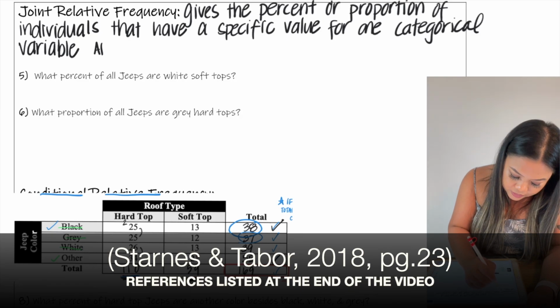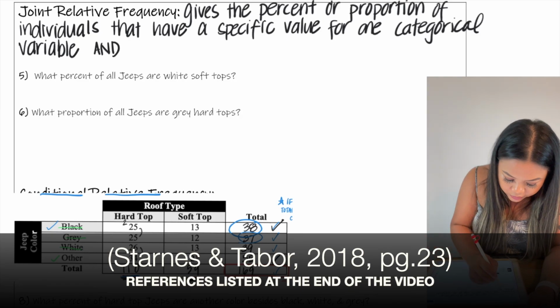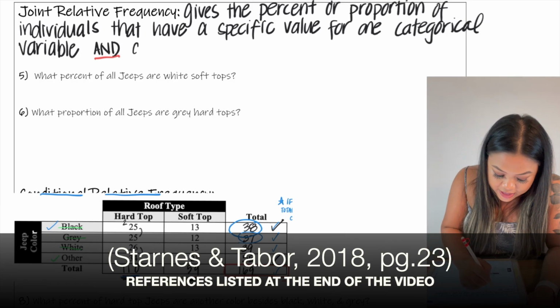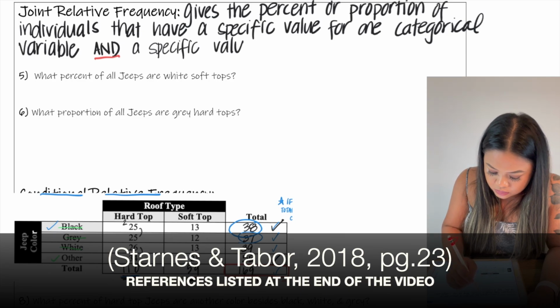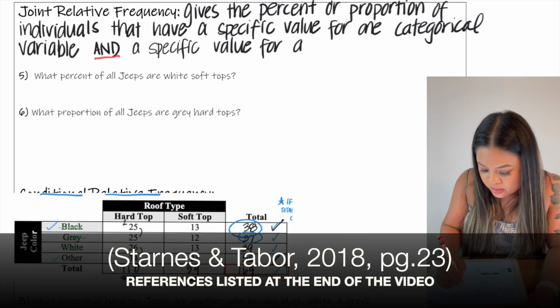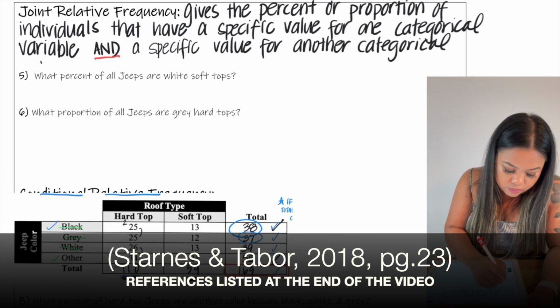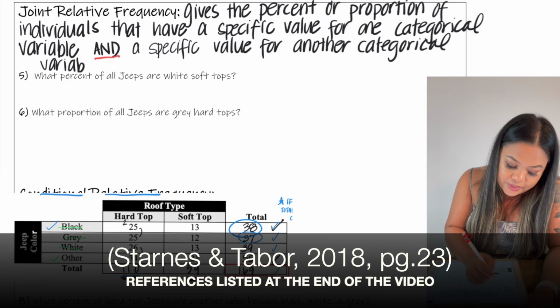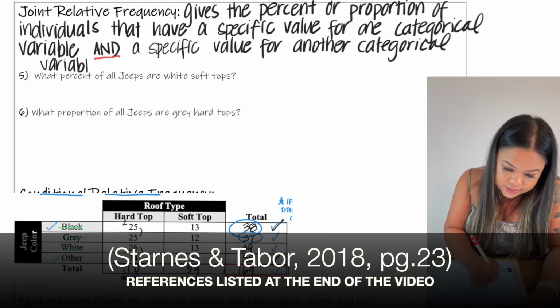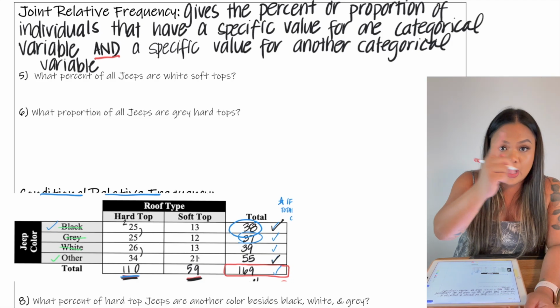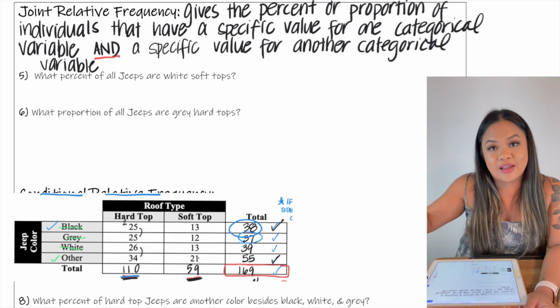and I'm gonna caps that and underline it so you know that it's looking at and something else, and a specific value for another categorical variable. Okay, so we're gonna be looking at two different categorical variables at the same time. This is joint relative frequencies. So and is that keyword there. We're looking at two things, one categorical variable and another categorical variable.